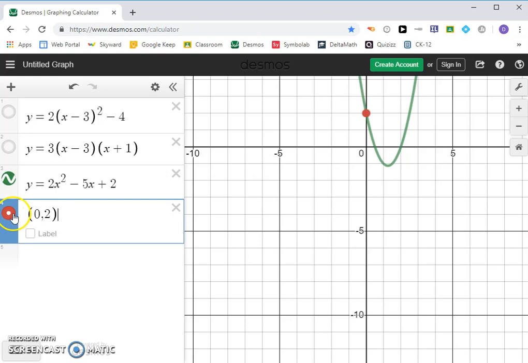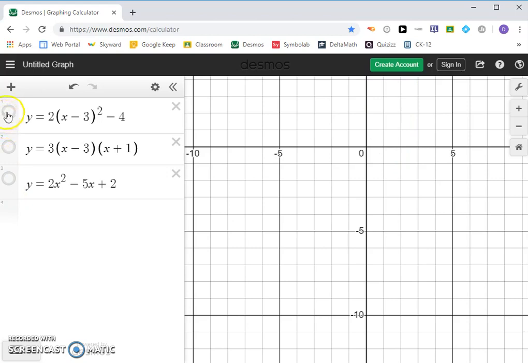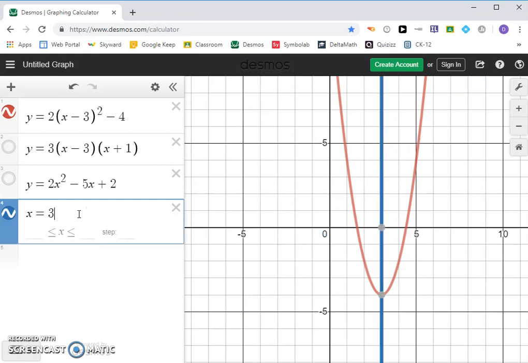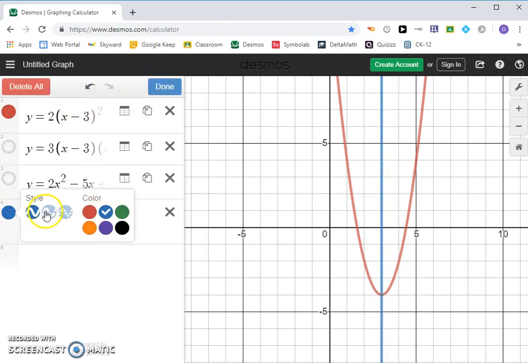So I want to go back to a feature about vertex form. Let me turn this off and turn this one back on. I want you to notice that you can imagine a line going right up through the middle of this parabola. In fact, I'll label it x equals 3. Maybe I'll turn it into a dashed line because we're just imagining it there. That line, we call the line of symmetry because the parabola is symmetric on both sides of that. It cuts it right in half. So that is called the line of symmetry.